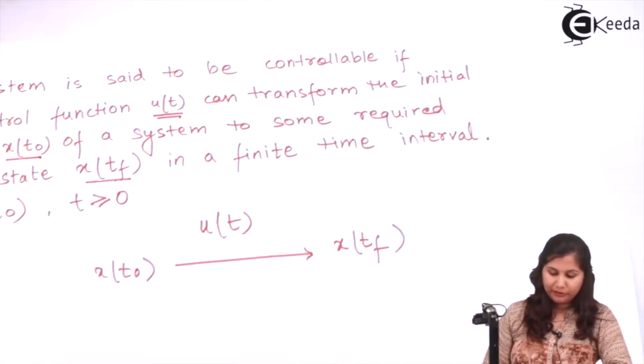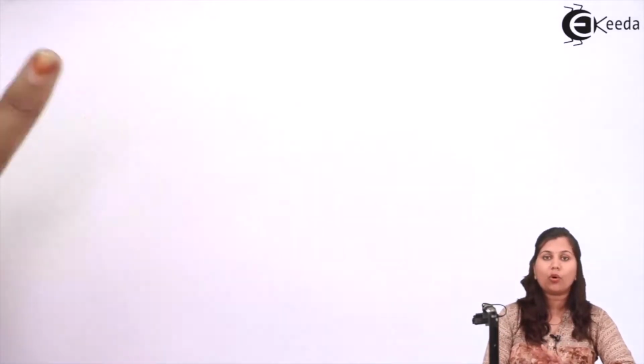Now, observability means that we are able to analyze or observe all the states of the system. Externally we can analyze or observe all the states of the system. If all the states can be observed and measured, then that system is said to be observable.